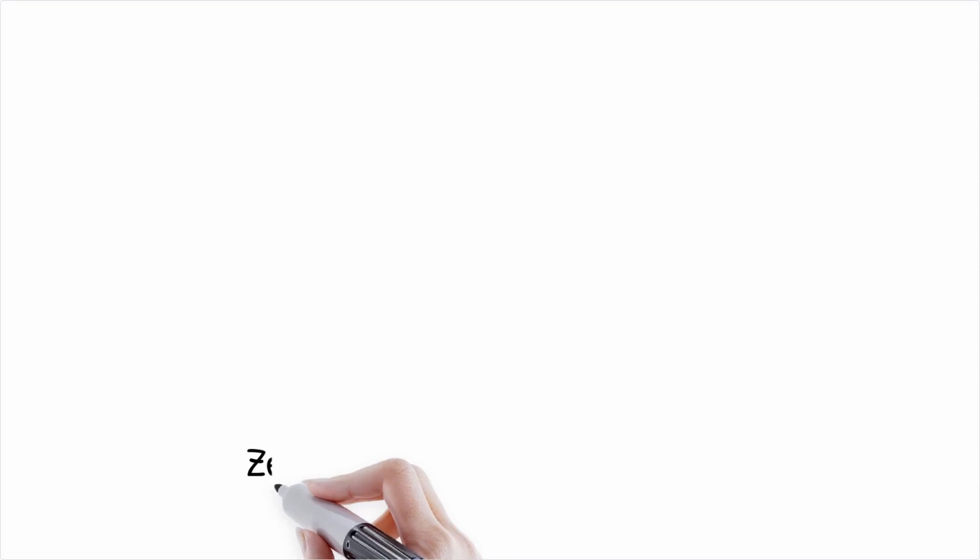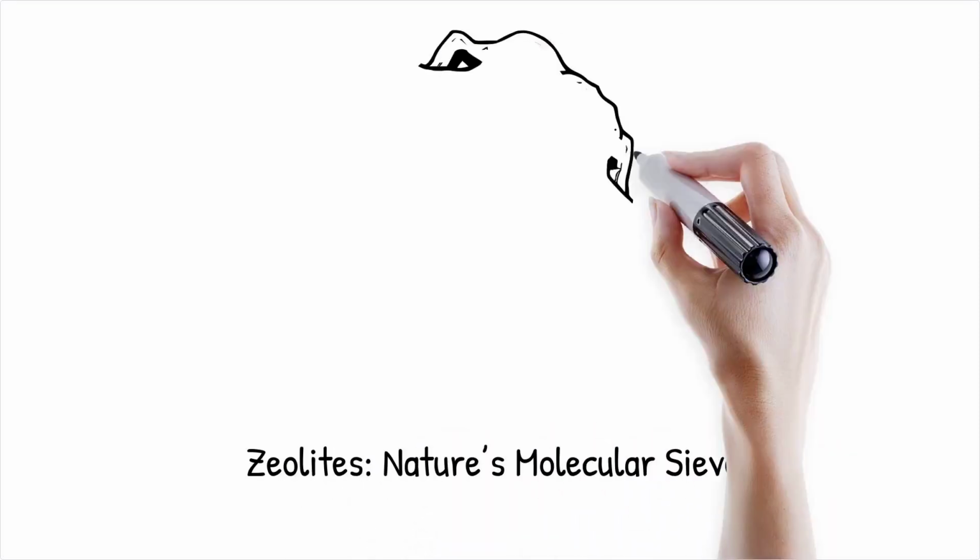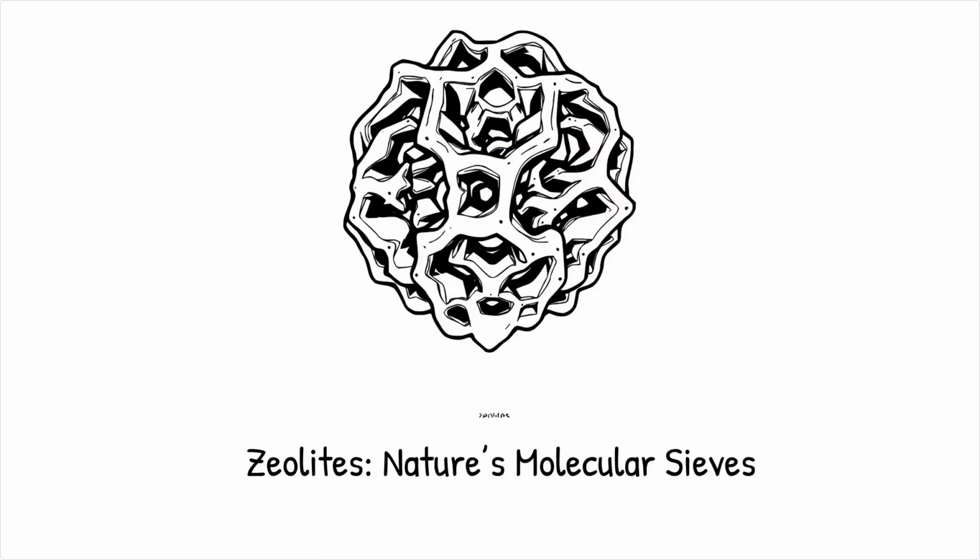Zeolites are crystalline aluminosilicates with a highly ordered microporous structure. Their uniform pore sizes and high surface areas, 500 to 1,000 meters squared per gram, enable selective adsorption and separation of molecules based on size and polarity.